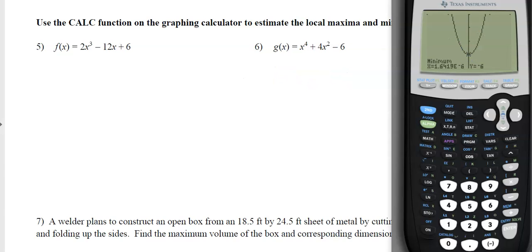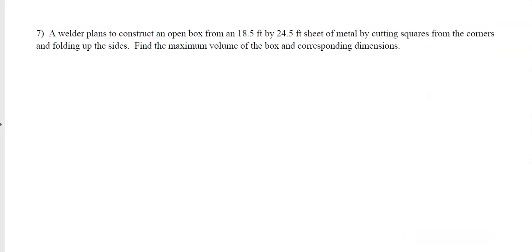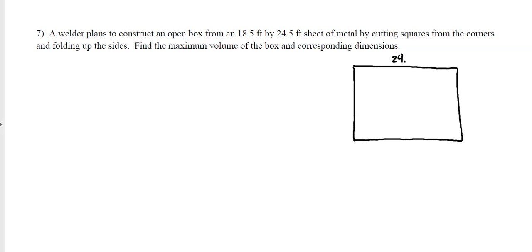All right, let's see what we got here at the bottom. Get rid of him. Story problem. So this looks like one of those problems we've done quite a few of, where you have an open box made by a sheet of metal. So we have a sheet of metal, and it's 24.5 feet by 18.5 feet. We're going to cut some corners out so that this box can fold up. So we're going to chop off these pieces.